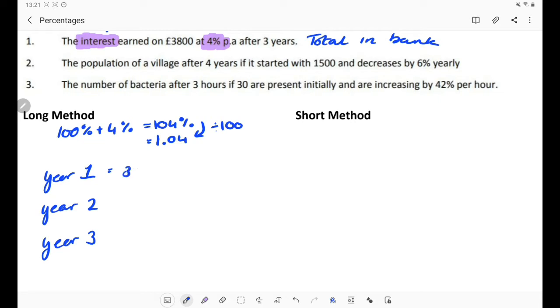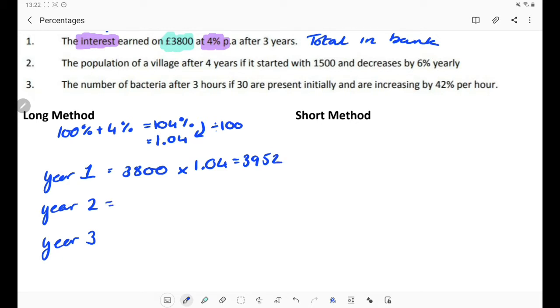So we start with 3,800 because that is your amount, and you times by 1.04 and you will get an answer for that. I would pause, take the time to put this into your calculator and make sure you get the same answer as me. So I've got 3,952.